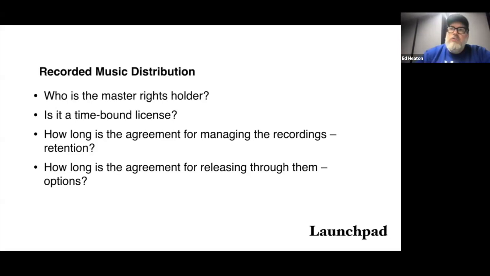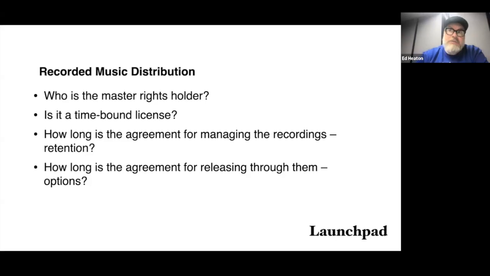So you may even make 5 records. You license 5 records. So we're going to release 5 albums with you, or we're going to license 5 albums, and after that we're finished. But how long do they retain the rights for?